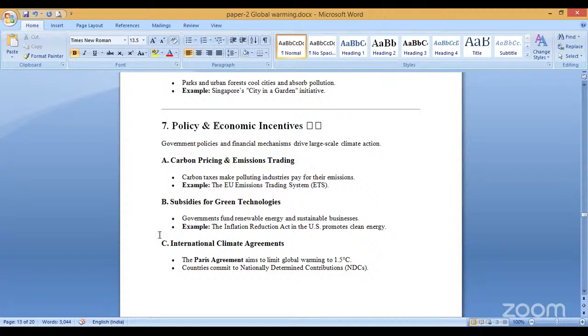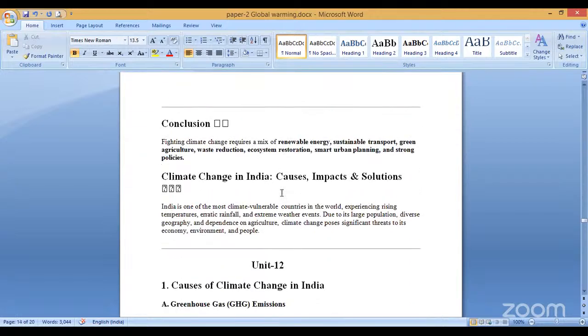Subsidies for green technologies: governments fund renewable energy and sustainable businesses. The Inflation Reduction Act in the US promotes clean energy. International climate agreements: the Paris Agreement aims to limit global warming to 1.5 degrees centigrade, and countries continue to commit nationally determined contributions.